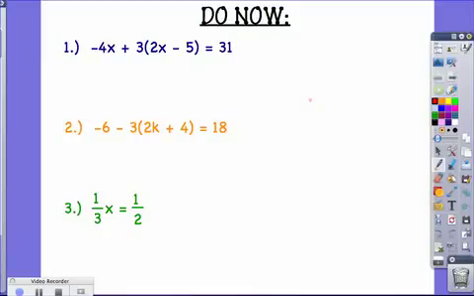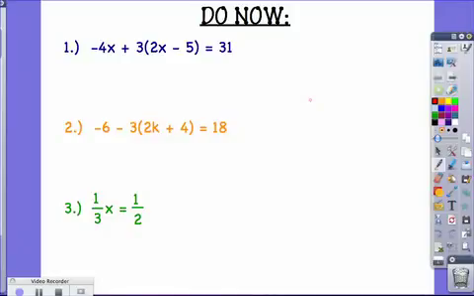After this lesson, students will be able to solve equations using distributive property, combining like terms, and equations with variables on both sides of the equal sign. Students will also be able to state any restrictions. Try these 3 questions, so pause the screen and resume when you're ready.